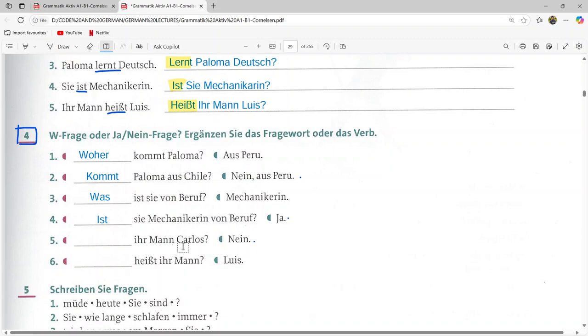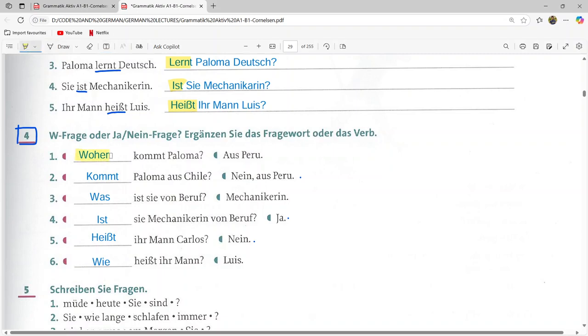Okay. Again the ja, nein, Frage. Is her husband's name Carlos? Heißt ihr Mann Carlos? Nein. Okay. Now the question is, what is the husband's name? Wie heißt ihr Mann? So what is her husband's name? Okay. So in this way this one is also done.